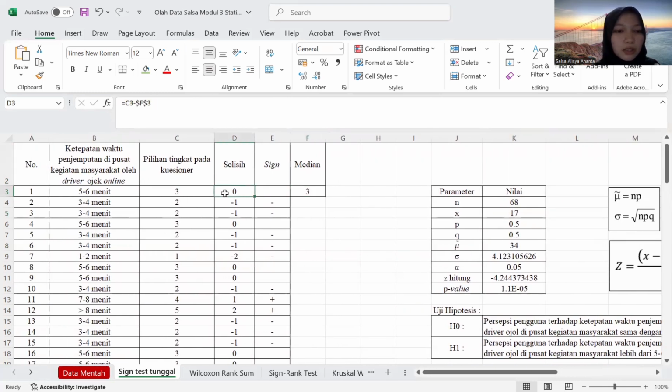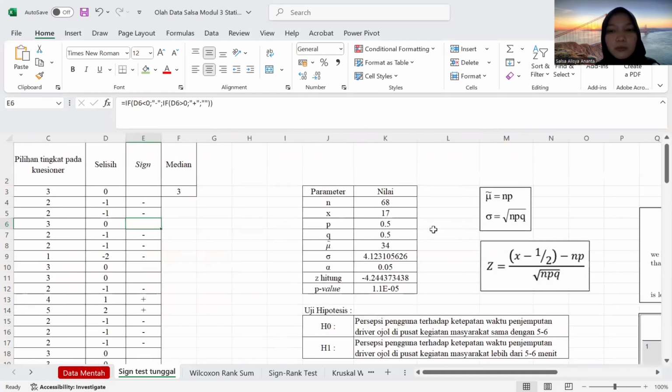After that, we calculate the difference between each value given by customers and the median of the data. For the next step, we determine the sign. We give a positive or negative sign based on the difference obtained. The value of 0 can be ignored.